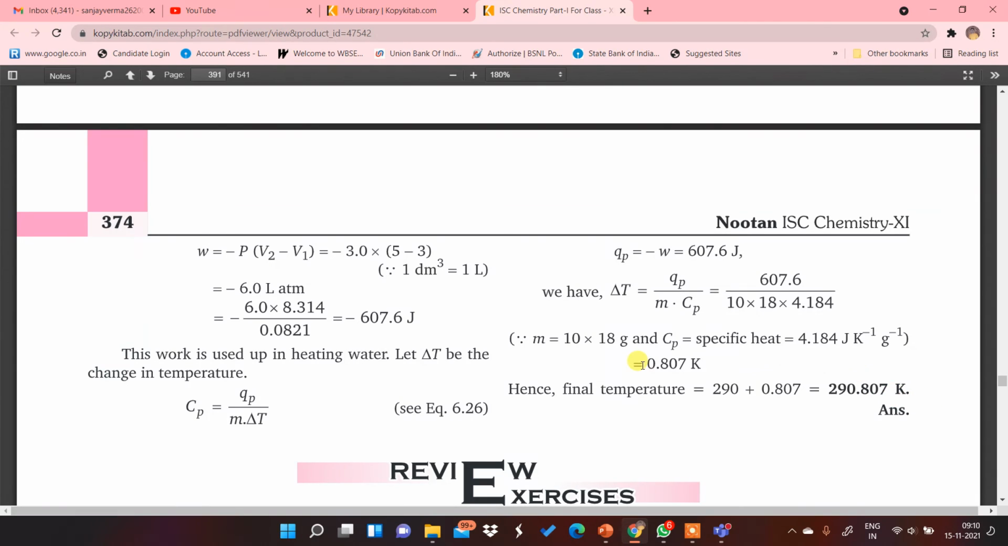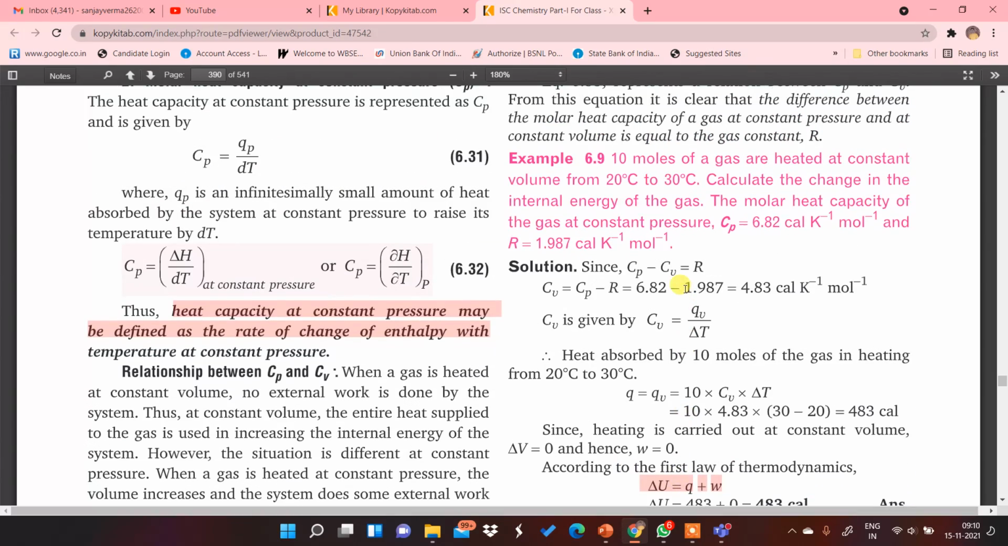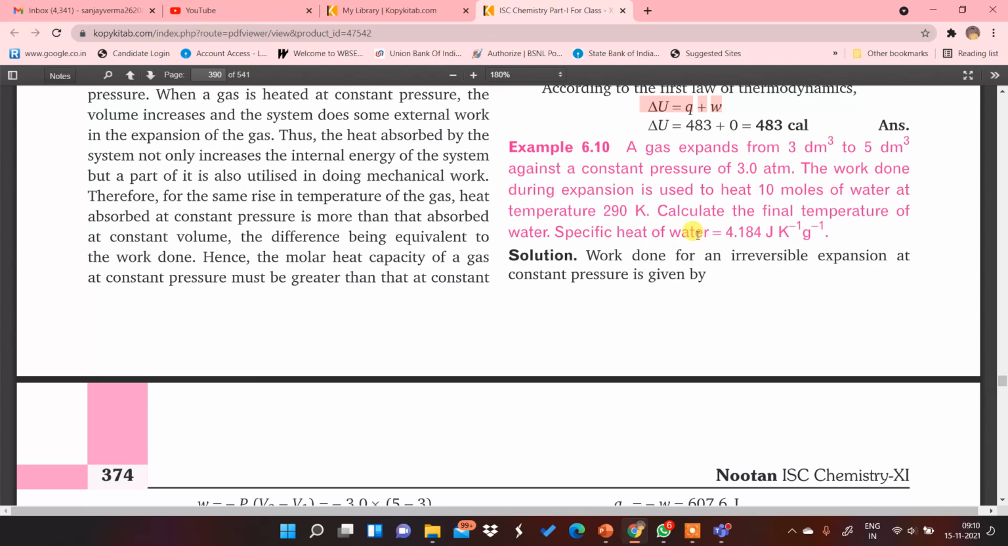So these are the two problems you should practice, using the relationship Cp minus Cv is equal to R. The main concepts over here, molar capacity, specific capacity, and heat capacity, are clear, and the relationship between Cp and Cv is also clear to all of us. But make sure you revise this. It is very, very important. These two sums, example 6.9 and example 6.10, are very important examples.